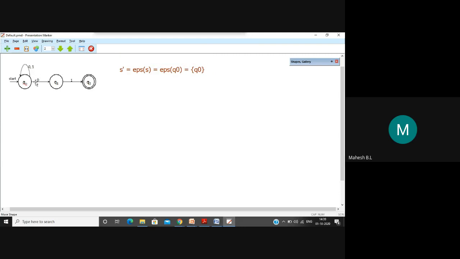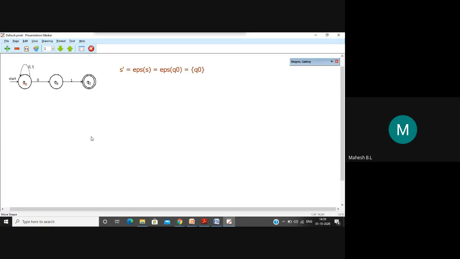So Q naught is the starting state of NDFSM. It's going to be starting state of DFSM also, because epsilon of Q naught is Q naught only. There are no other epsilon transitions from Q naught. I hope this is clear to you.